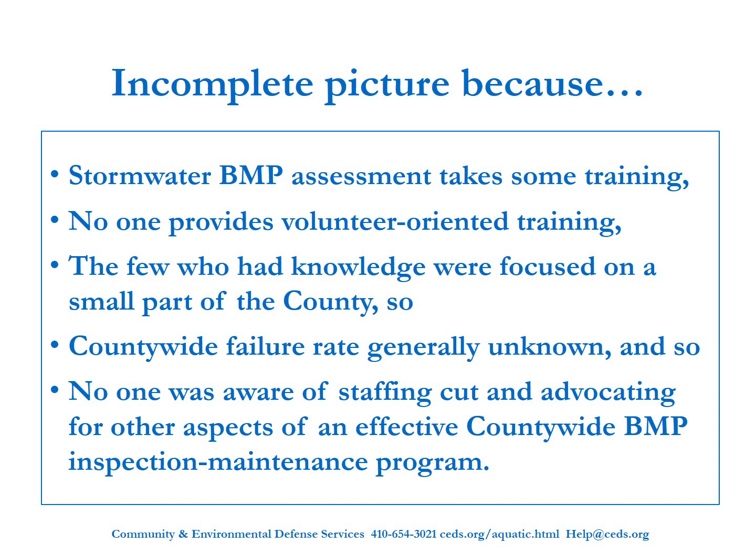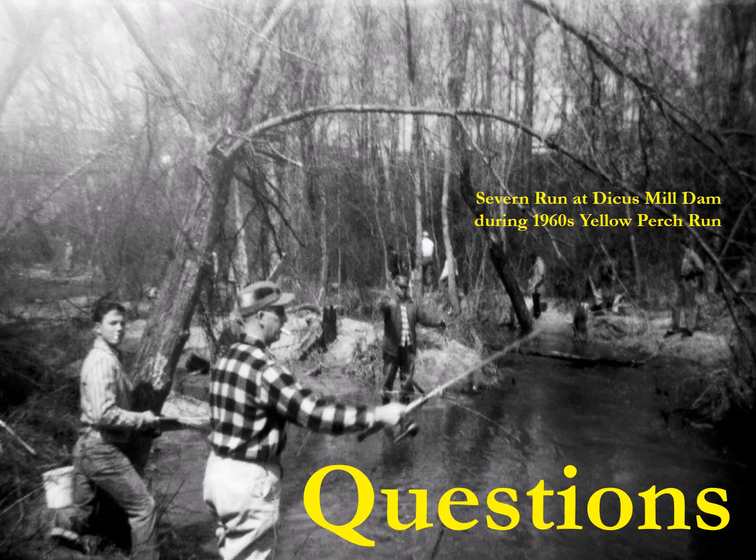The few folks who had the knowledge needed to assess BMPs were focusing on a relatively small part of the county, one watershed or one small area of a watershed. So no one really knew that the countywide failure rate was escalating. And because no one knew, there was no one aware of the staffing cut, much less advocating for restored staffing and the other things it takes to operate an effective countywide BMP inspection and maintenance program.